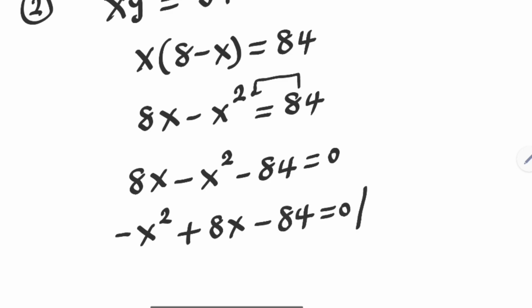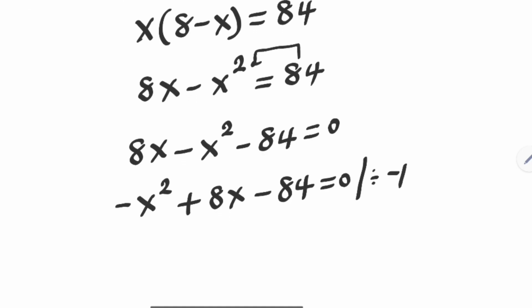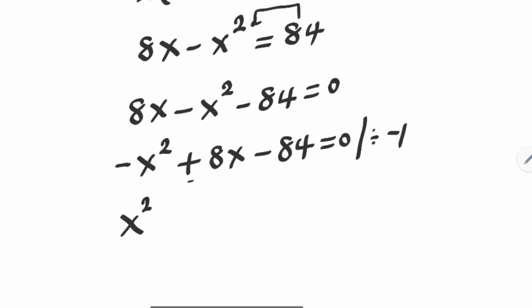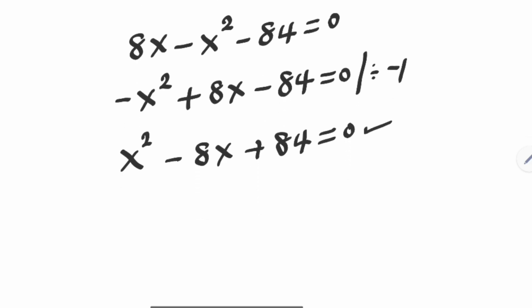Now let us divide the whole of this equation by -1. Negative x squared divided by -1 will give x squared. Positive 8x divided by -1 is negative 8x. Then negative 84 divided by -1 is positive 84 is equal to 0. This is a quadratic equation.